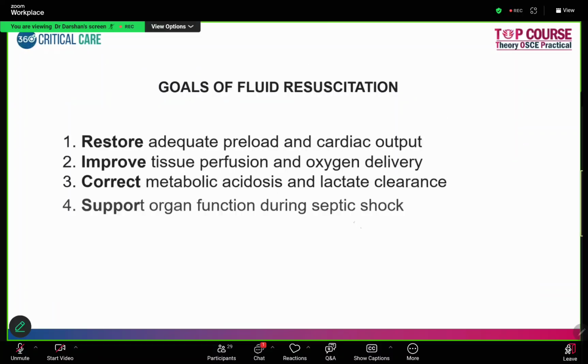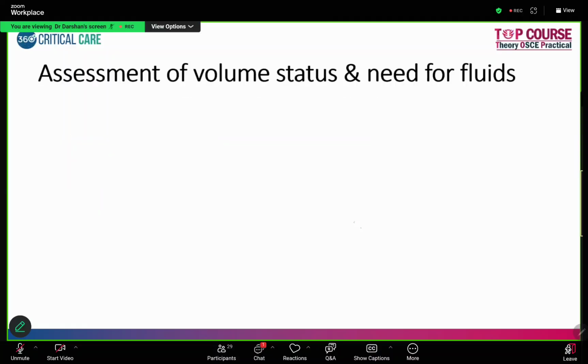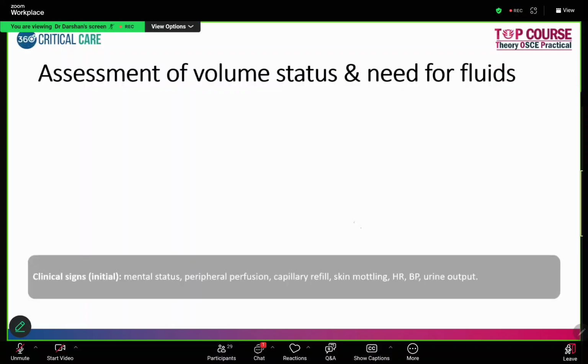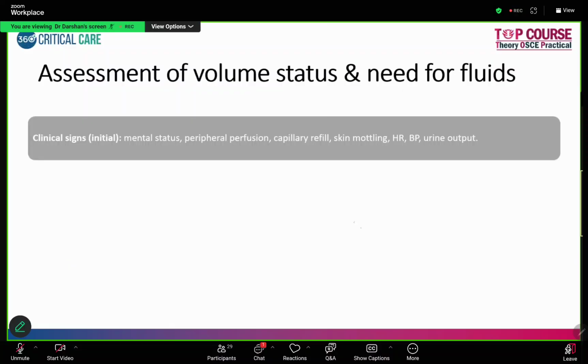Then you write what the goals of fluid therapy are, that is restoration, improvement, correction, and support. Okay, so if you remember this, that should be majorly about the initial part of your answer. Then write about assessment of fluid status, and then when we have to start fluids. Okay, how do we do the assessment?